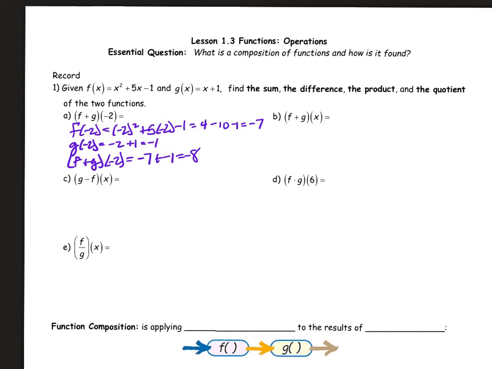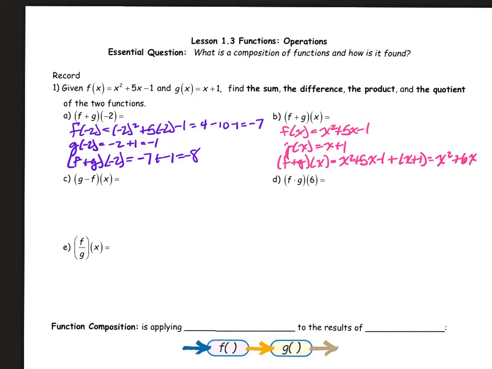So here we go. We're going to add, this one says f plus g of x. So great. So I'm going to do f of x is x squared plus 5x minus 1. And g of x is x plus 1, and then they want f plus g of x, which is going to equal x squared plus 5x minus 1 plus x plus 1. So that is going to equal, am I going to run out of room today? Let's see, x squared plus 6x. I'm not going to run out of room.